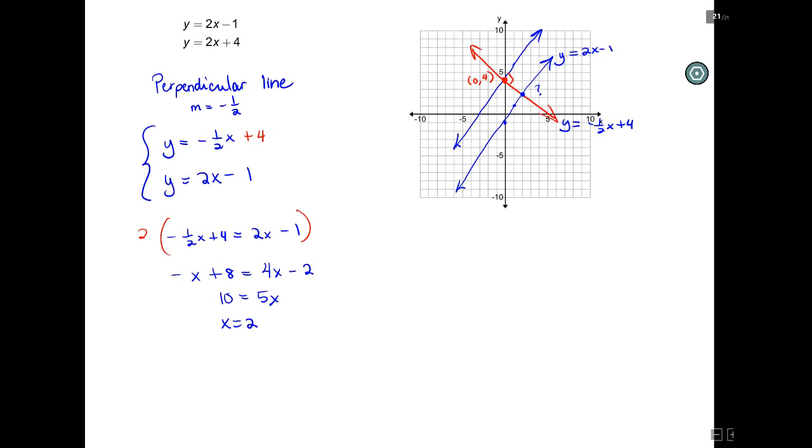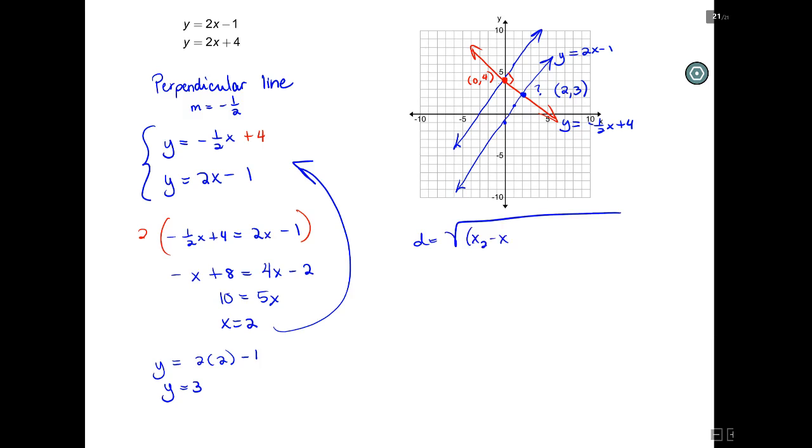Now, once I have the x coordinate, I can plug it back into one of those two, it doesn't matter. Let's say I plug it into 2x minus 1, so I get y equals 3. That means the point I was looking for is the point 2, 3. So using the distance formula, I'm going to use 0, 4, and 2, 3.